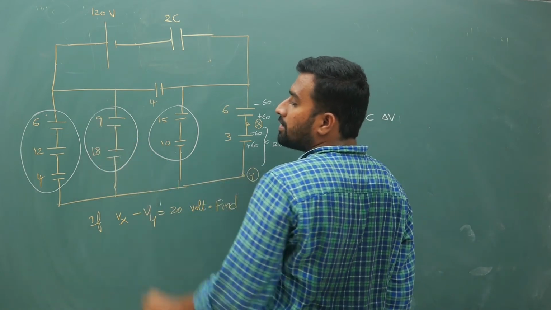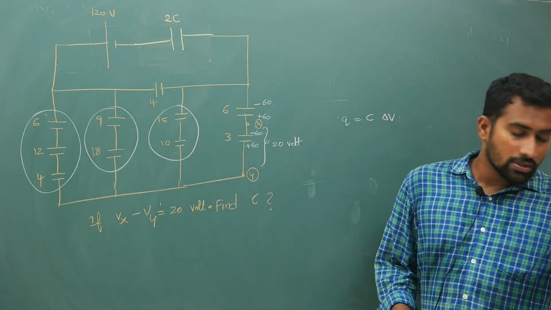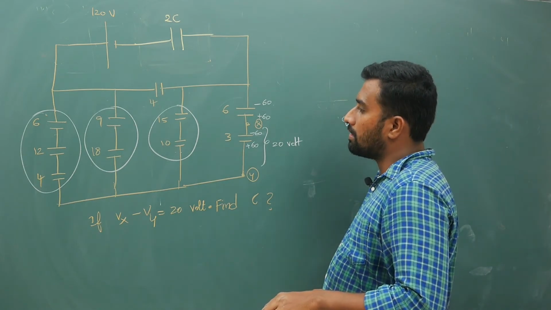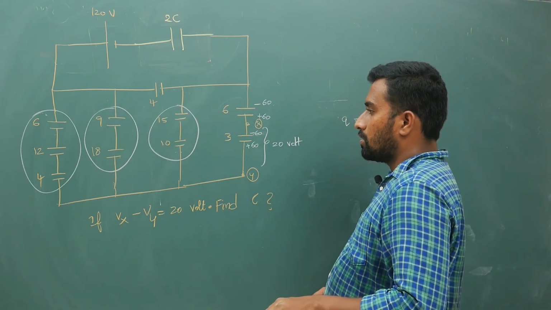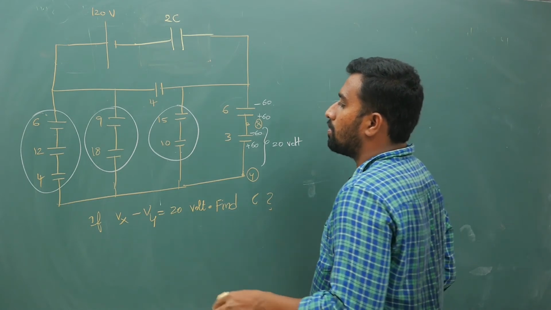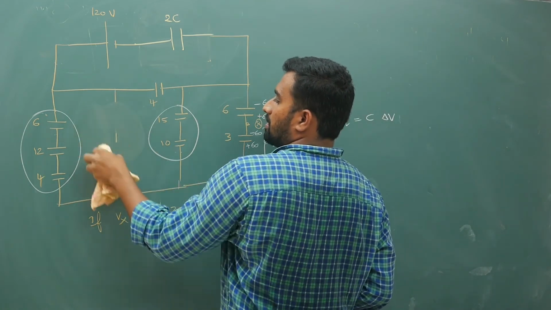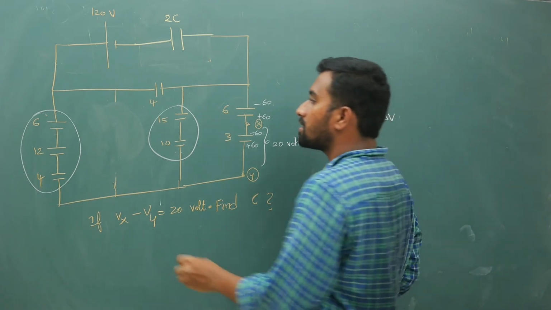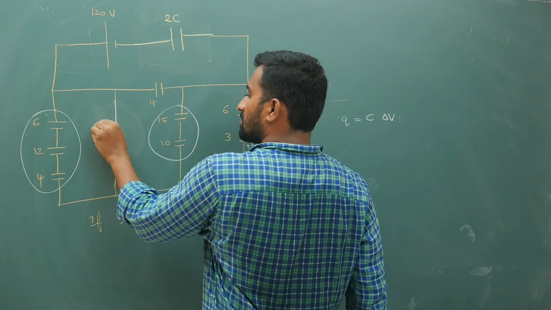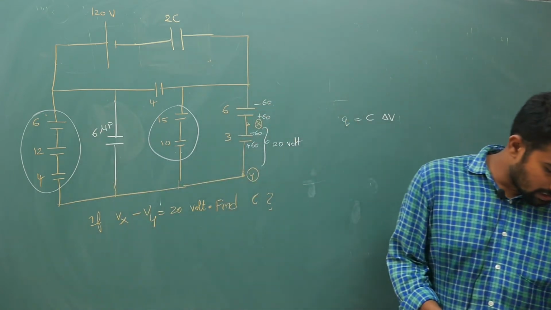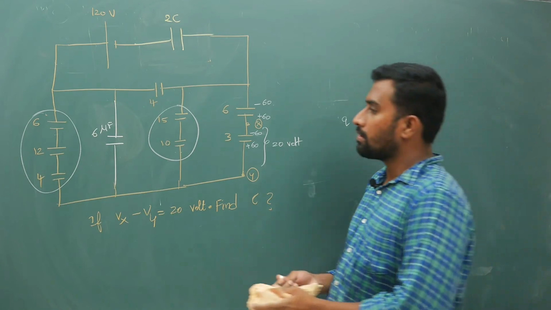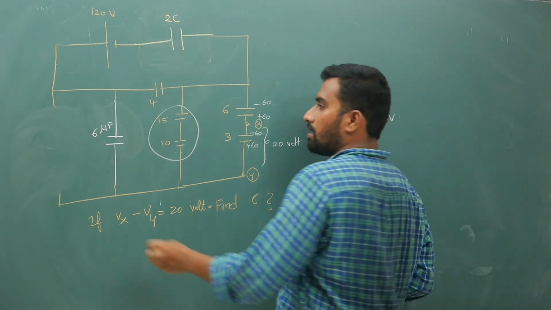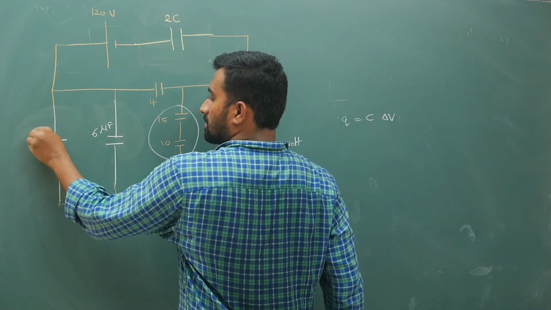So this is 18 into 9 by 18 plus 9. That will give you 18 into 9 by 27, 18, 9, 9, 3, so you will get 6. This part I can replace with 6. This part I can replace with 2. You check the simplification later. This I can replace with 2.